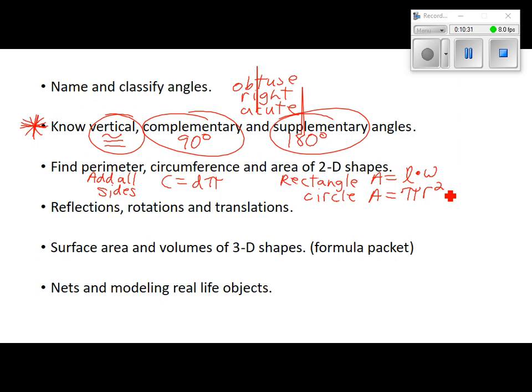Not a whole lot on there about reflections, rotations, translations, but a reflection. What's the layman's name for a reflection? If you're reflecting something, what are you doing? Flip. How about a rotation? You're rotating it. What's the layman's name? Turn. Translation. Slide. There you go.